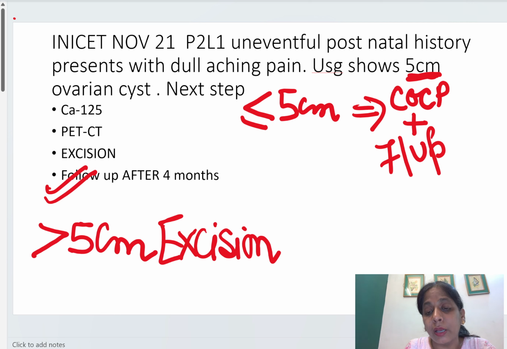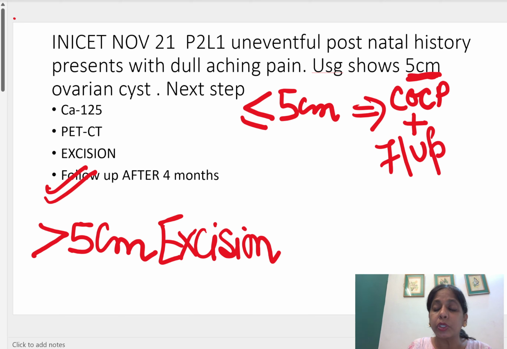Okay, such a big cyst more than 5 centimeter will not resolve by oral contraceptive. It is not that I'm telling you that a more than 5 centimeter cyst cannot be due to hormonal disturbances. They can be due to hormonal disturbances, but it has been seen practically that more than 5 centimeter cysts are not cured by combined oral contraceptive. We have to excise that cyst.